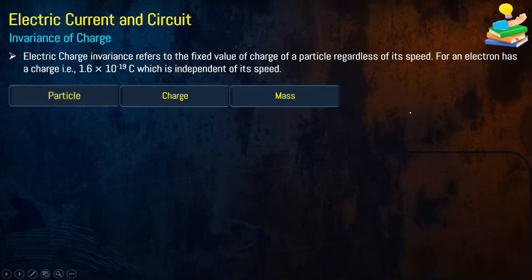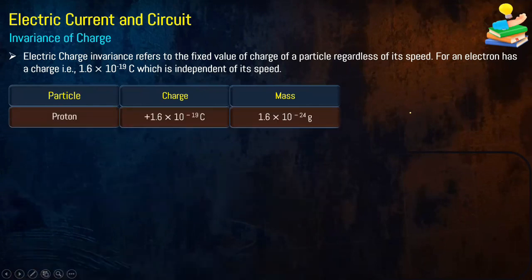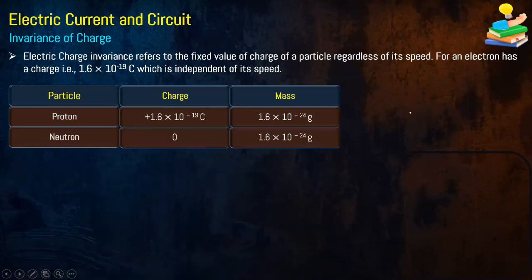Now let's have a look at the particle, its charge and mass. First, proton. Proton is having a charge of plus 1.6 into 10 to the power of minus 19 coulomb and its mass is 1.6 into 10 to the power of minus 24 grams. Coming to the neutron, the charge on the neutron is 0, and the mass of the neutron is 1.6 into 10 to the power of minus 24 grams.